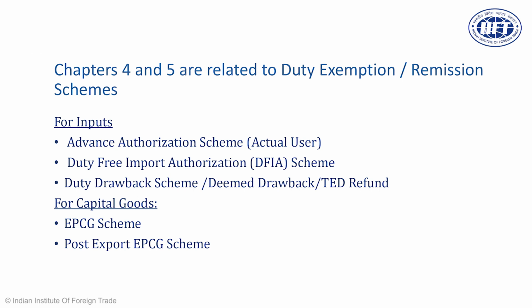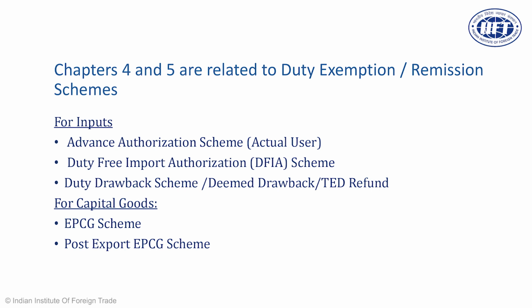Chapters 4 and 5 are the next category of benefits or schemes being implemented under the FTP, and these are related to duty exemption or remission. So an industry can have certain advantages by using these schemes, and the advantage is in the form of a waiver, which is exemption, or return of the taxes which have been paid by the importer, provided these goods are used in the manufacture of the exported product.